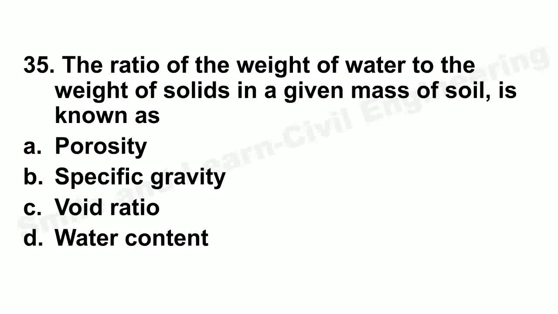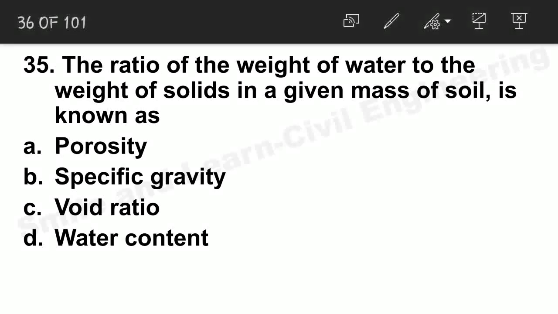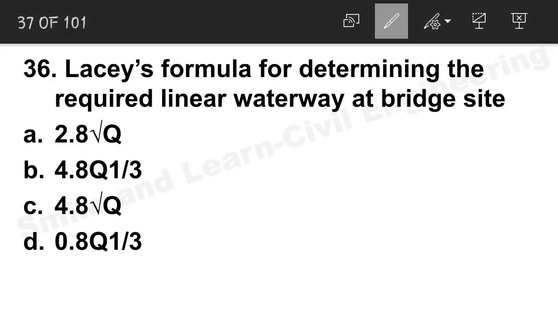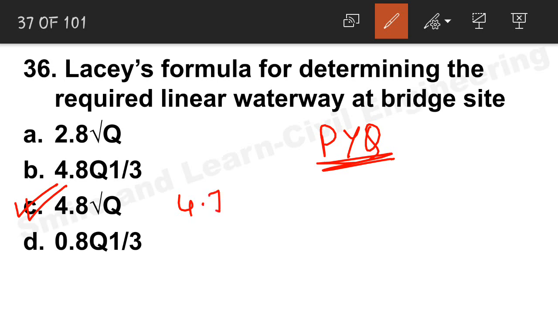Let's move on to the next question, the ratio of weight of water to weight of soil solids. We all know this answer. Option D, water content. Next question, Lacey's formula for determining the, this is also a PYQ from WBPSC AE paper, okay, previous year question. So correct answer will be 4.8 root under Q, or rather we have seen 4.75 root under Q. So 4.8 is mentioned over here. So option C will be the correct answer.